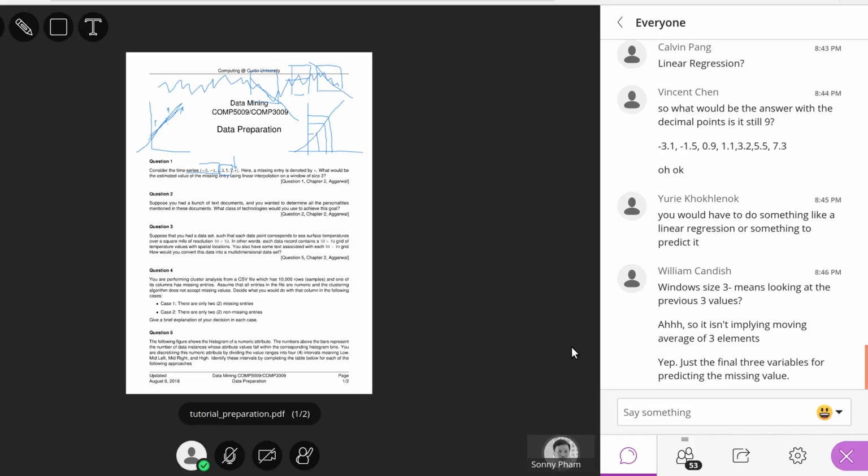Question number 2, right? Suppose you had a bunch of text documents and you wanted to determine all the personalities mentioned in these documents. What class of technology would you use to achieve this goal? Now you have lots of documents, for example, politics documents or documents about celebrities or places or organizations, right? How can you find out all the personalities mentioned in these documents?